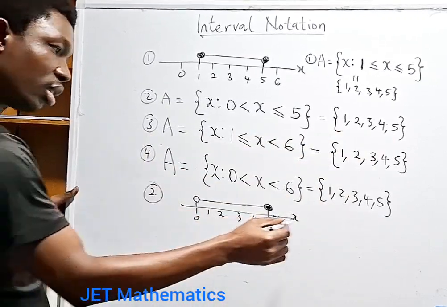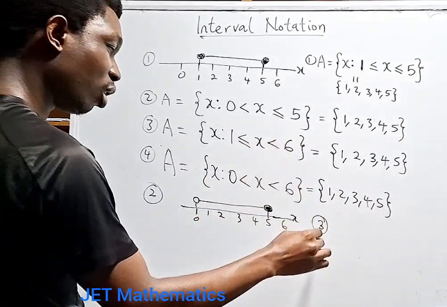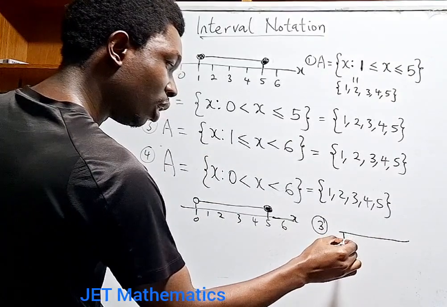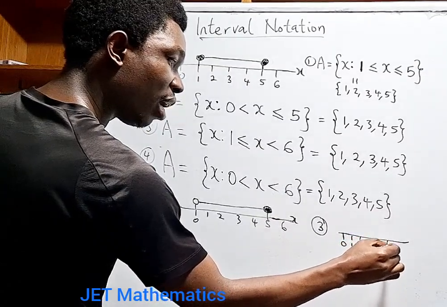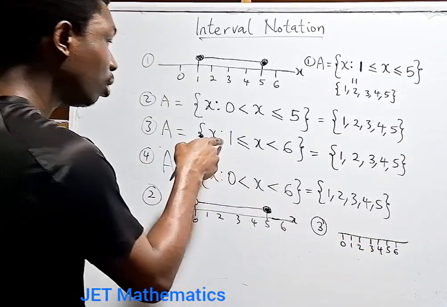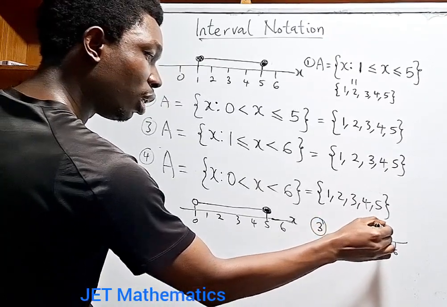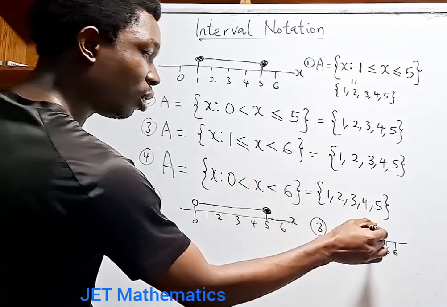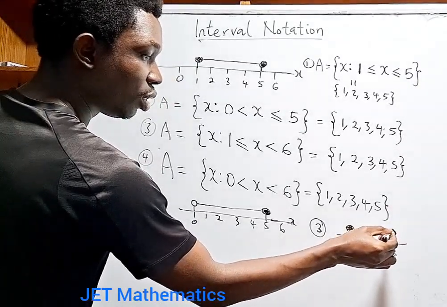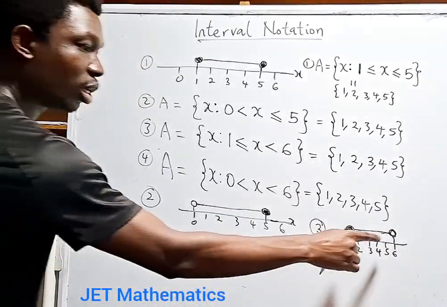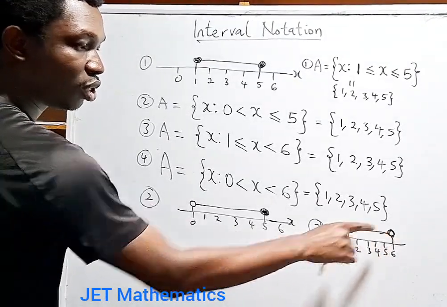For number 3, we have something like this. 1 is inclusive, 6 is not inclusive. We have the number line 0, 1, 2, 3, 4, 5, 6. Now, 1 is inclusive. We start from 1, inclusive, you shade it. Then 6 not inclusive, you draw it, but you don't shade it because 6 is not inclusive. So this includes numbers 1, 2, 3, 4, 5. 6 is not inclusive, so it's not shaded.